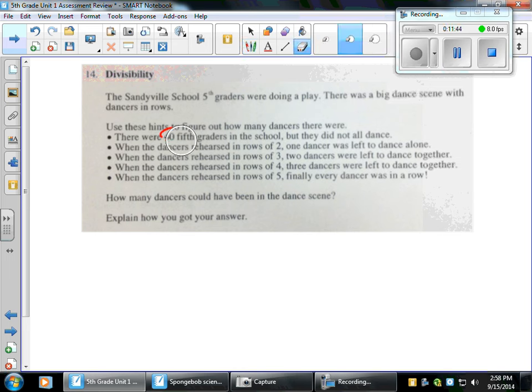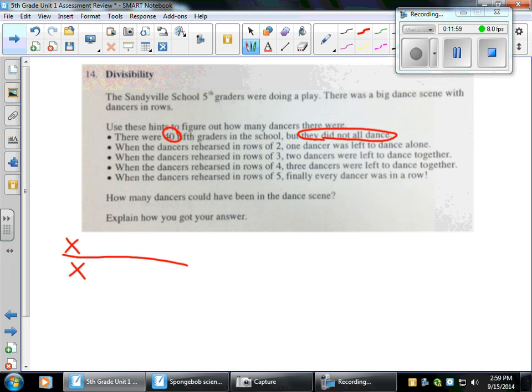Better do that a little neater. 40 is a magic number, and they did not all dance. So I know 40 can't be my number. When the dancers rehearsed in rows of 2, so there's 2 in this row, I had 1 dancer left over. So I'm going to put a little dancer over here left over.